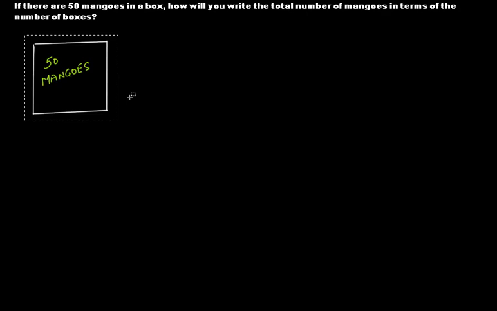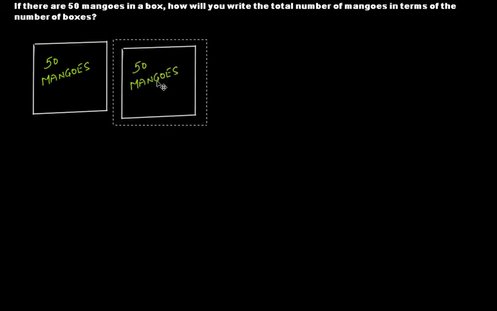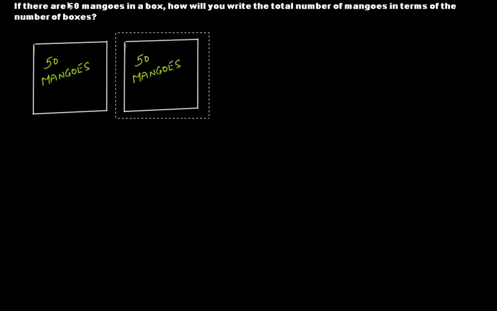mangoes in a box. So let's suppose that we have this box. I'm making here a box. Okay, it's a rough diagram of our box, and we have 50 mangoes in it. So one box will have 50 mangoes. So if one box will have 50 mangoes, then how many mangoes will be in two boxes? So 50 mangoes in the first one and the 50 in the second one.